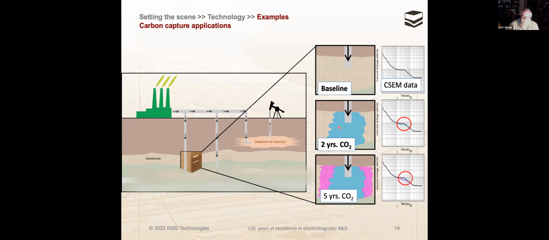And then you would like to see an anomaly. And so you get a small anomaly here, and we simulated some of these results. And then 5 years later, you get a bigger anomaly. And you have to see these changes. And these changes are very, very small, so you have to find them.